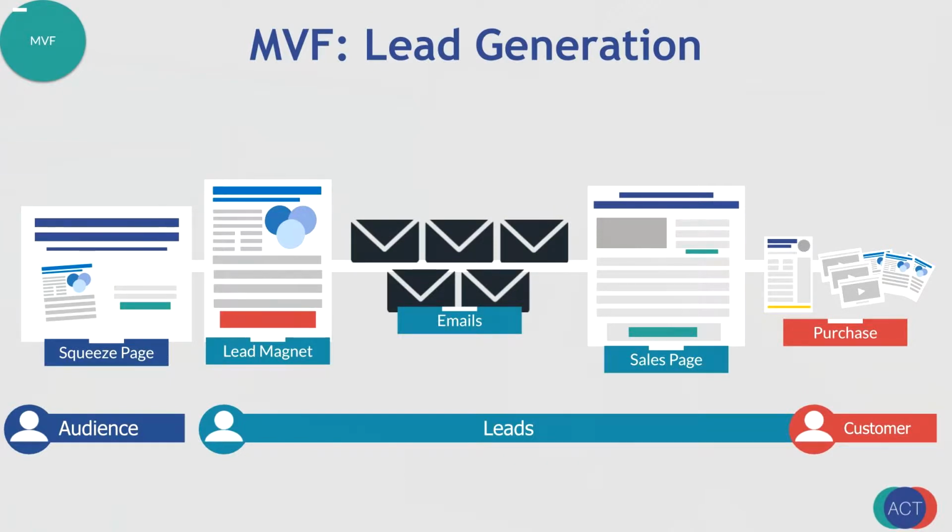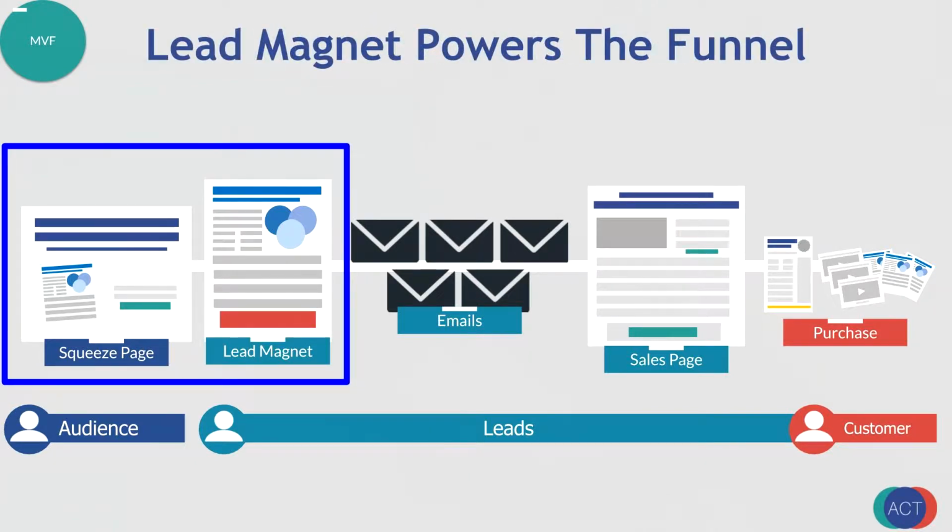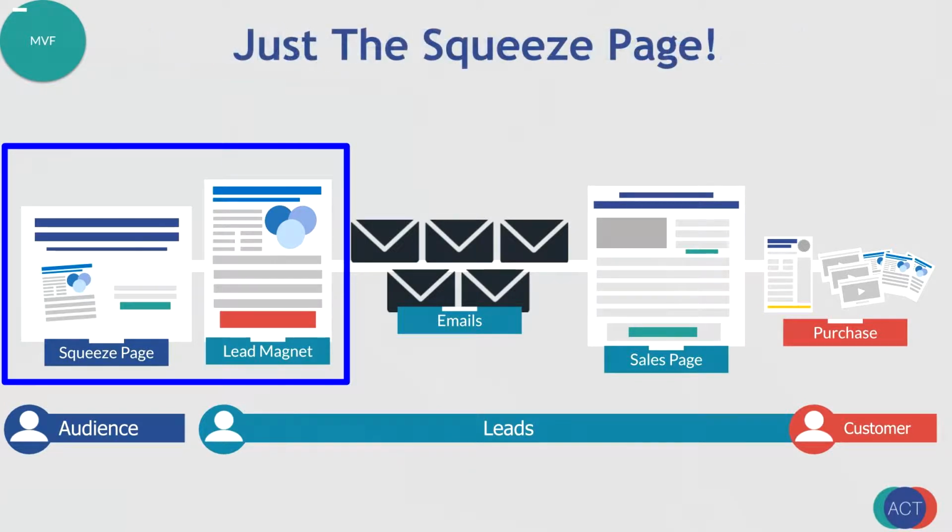You only need two things to start building your sales funnel. We'll go through the whole process, but these first two things are the most important part, and arguably you want to build these two before you do anything else. And the first thing you want to do is build your lead magnet as a PDF and your squeeze page. And that's it. You don't even need an email sequence.